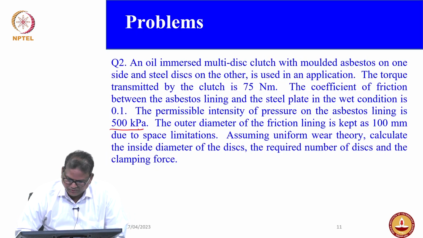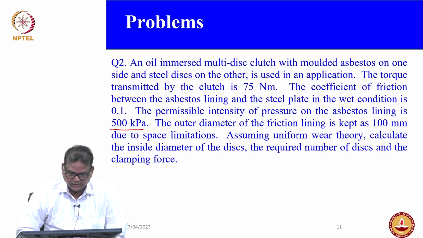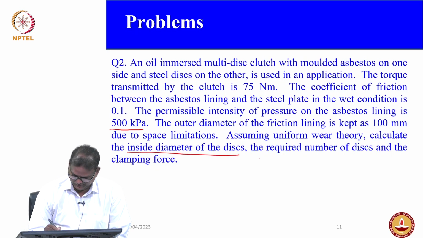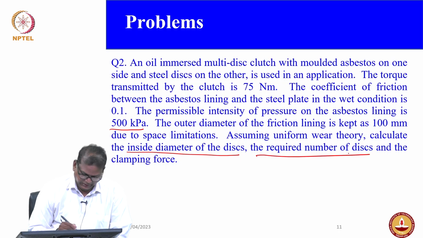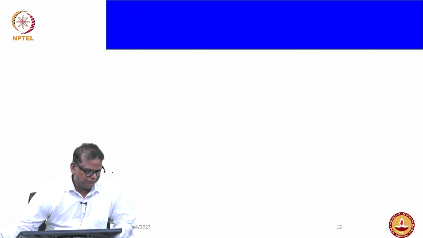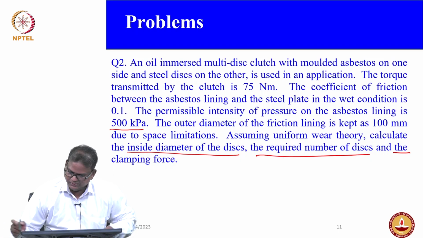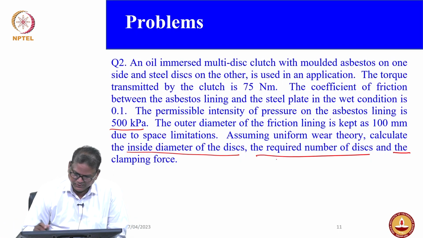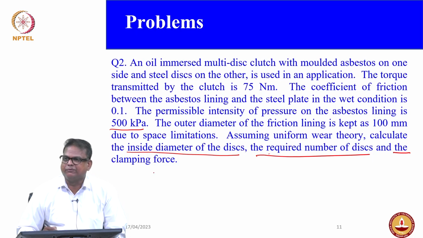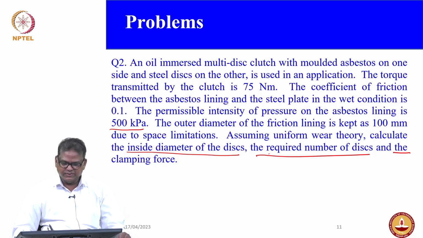The outer diameter of the frictional lining is kept as 100 mm due to space limitation. Assuming uniform wear theory, calculate the inside diameter of the disc, the required number of discs, and the clamping force P. This is the problem, very simple.